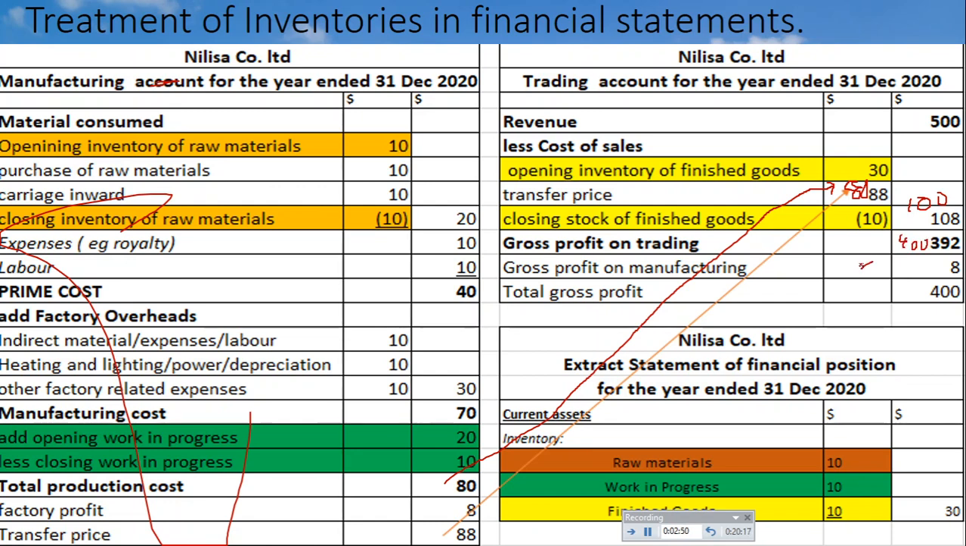After that, you don't need to do this step. This step is not required. So these two steps are not required if you transfer it at production cost. But if you transfer it at the transfer price inclusive of profit, make sure you don't forget to do it, as I said earlier.